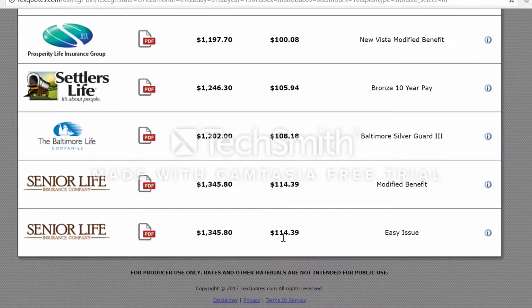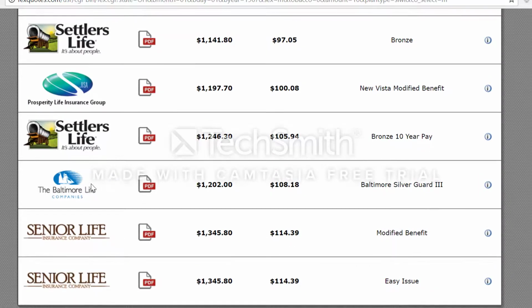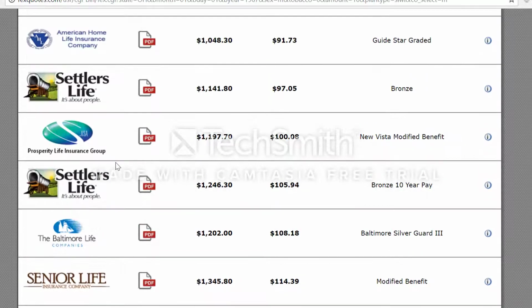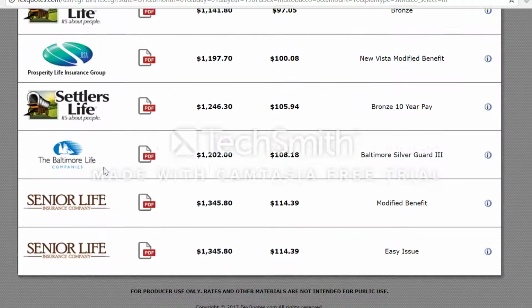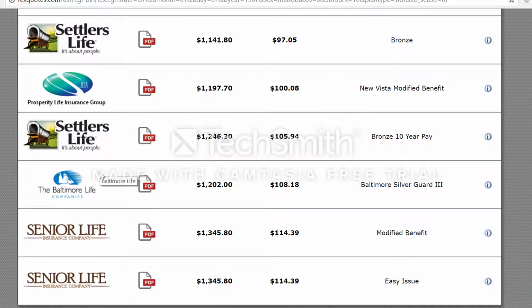Well, if I scroll down here, I can say, well, you know what? Just so you get an idea of how good this rate is, Senior Life's charging $114.39 for that same policy, or Baltimore Life is charging $108. Settlers is charging $105. Prosperity's charging $100. That's why we put these other companies in there. It's not that you have to be appointed with every single one of them.